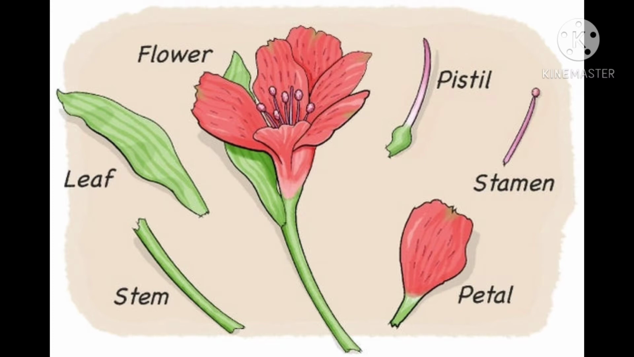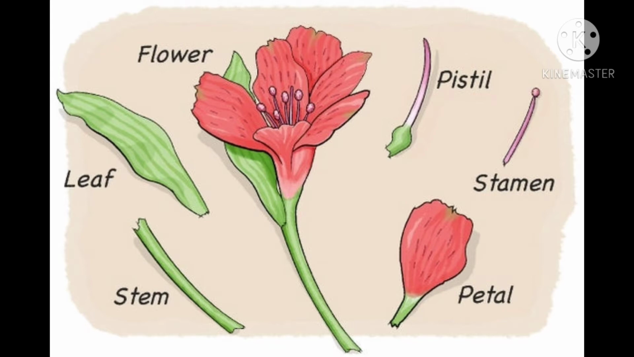Petals. Petals are present on the inner side of the sepals. The petals are the most attractive part of a flower. They are of different colors, sizes and shapes. The function of the petal is to attract the insects for pollination.